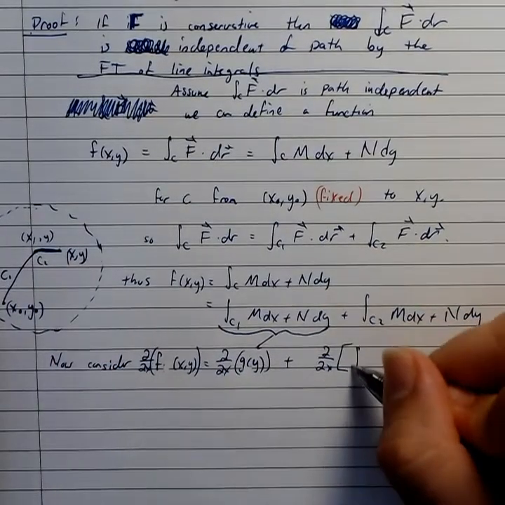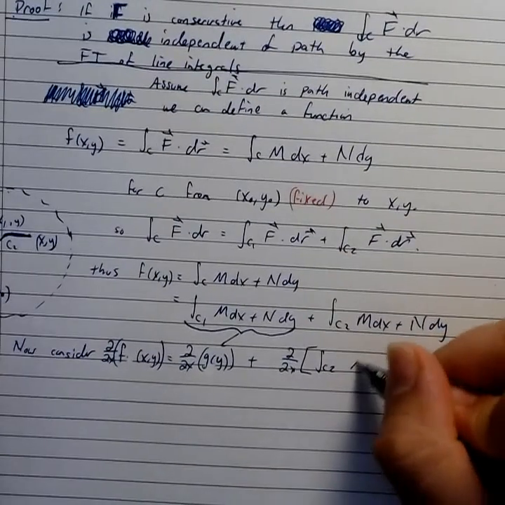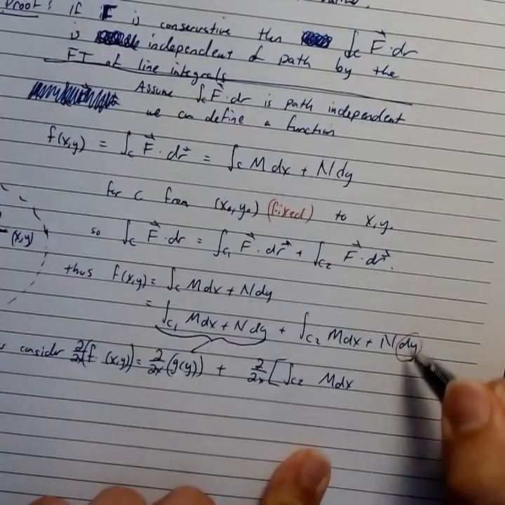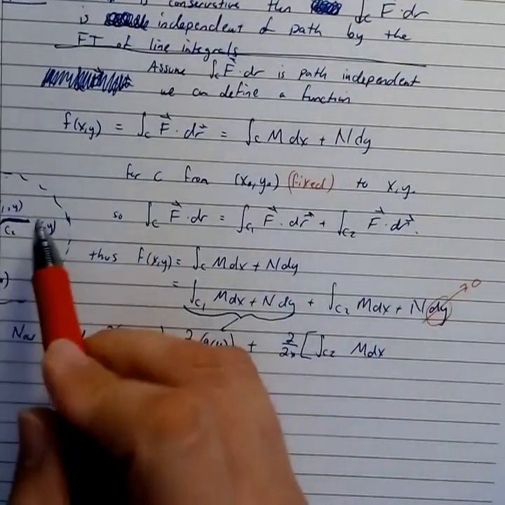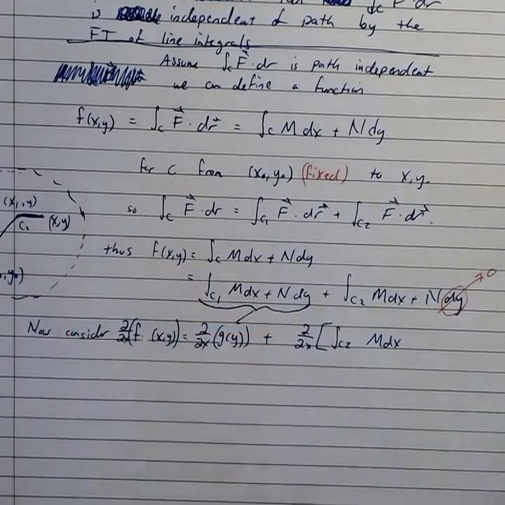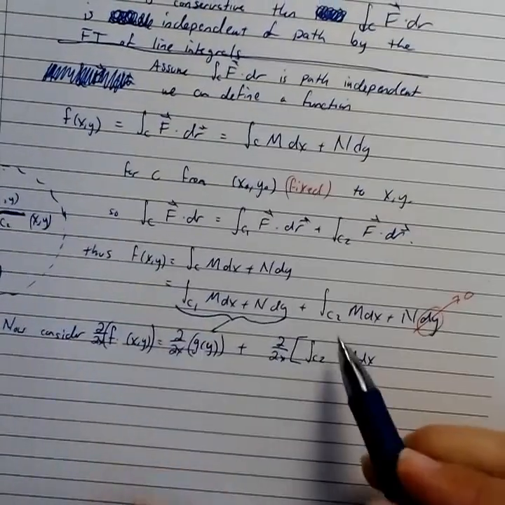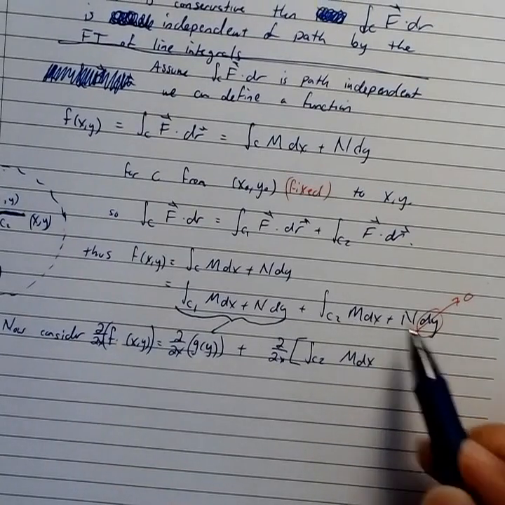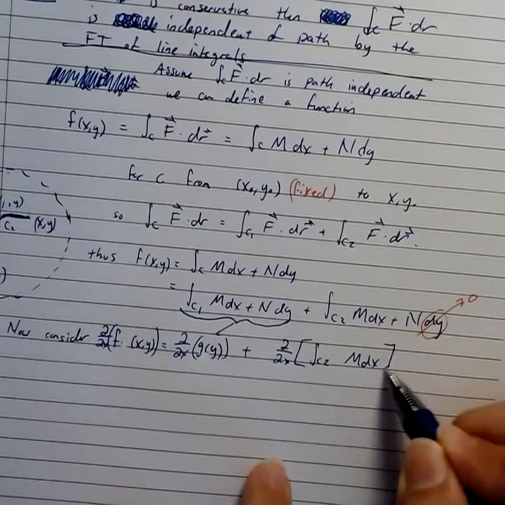So here this would be the integral over c2 of m dx. And here dy is just going to be 0 because here you're traveling straight across. There is no change in y. Right? You're only traveling horizontally. So here you can write this as the integral over c2 of m dx plus 0. So here we don't bother writing that.